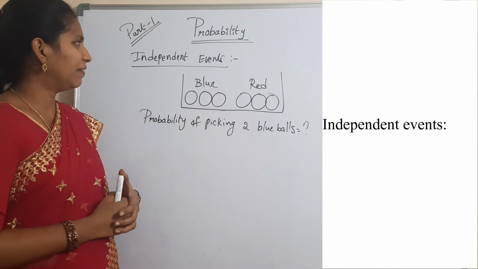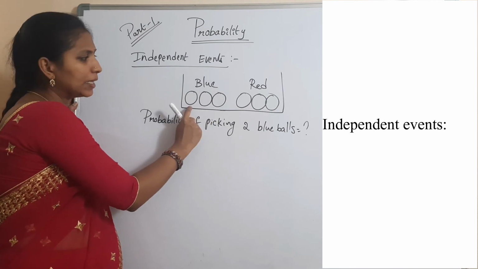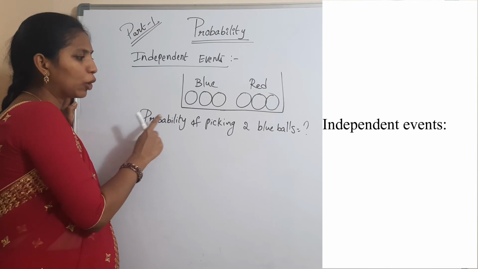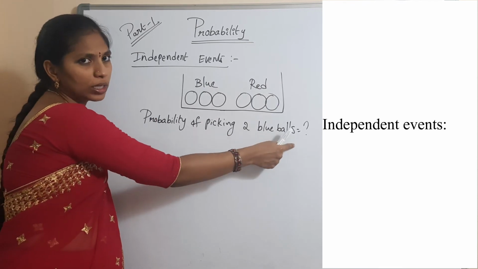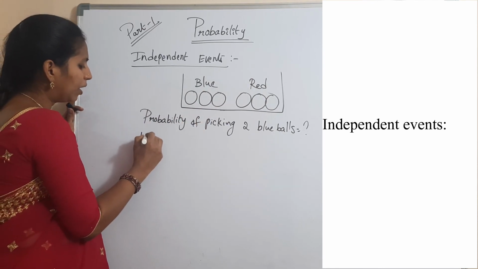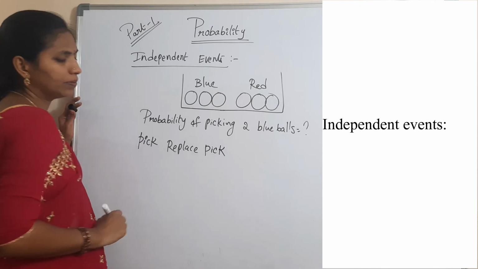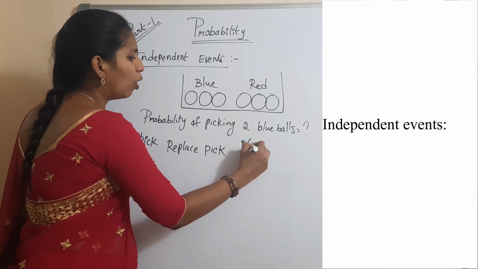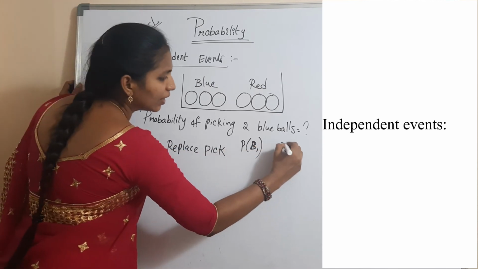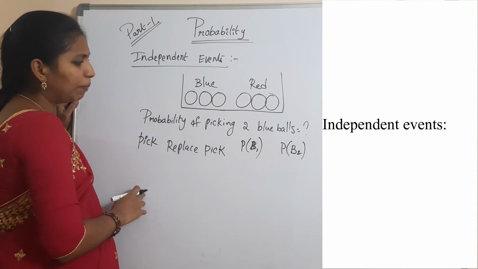Now coming to independent events. See, this is a container. In this container there are 6 balls. 3 balls are blue color and 3 balls are red color. Now find out the probability of picking 2 blue balls from this container. See, pick the first ball and replace that ball and next pick another ball. Probability of B1, ball 1, and the other one is probability of ball 2. P of B1 and P of B2.